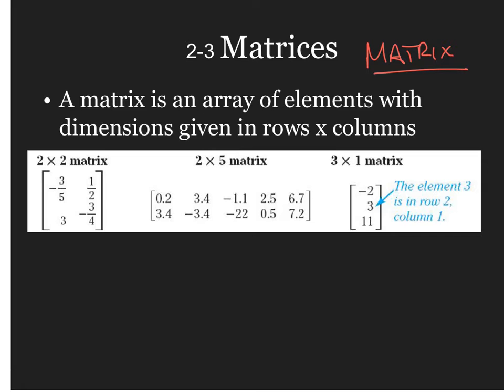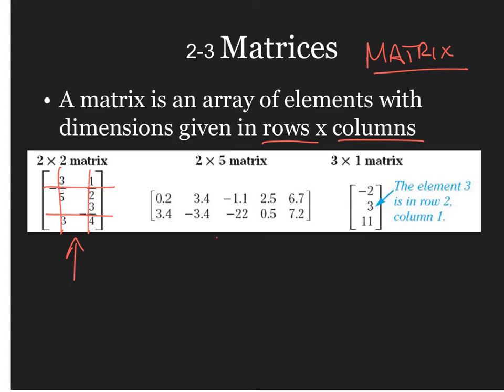So a couple definitions here. A matrix is an array of elements with dimensions given in rows and columns. That's really important, so you want to jot that down. So we give dimensions of matrices. The first matrix over here is a 2 by 2 matrix, meaning that there are 2 rows, and rows go horizontally, and 2 columns. Columns go vertically, just like in Excel.